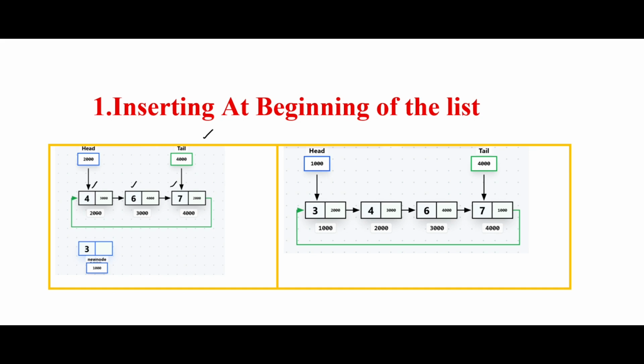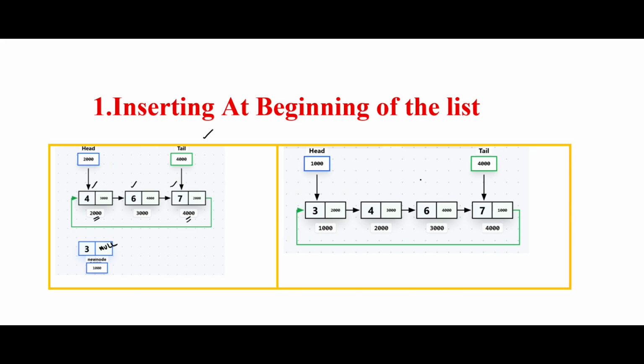And head contains the address of the first element, that is 2000, and the tail contains the address of the last node, that is 4000. Okay, and now I'm going to insert a new node at the beginning. So first I have to create the new node. The new node is created with data 3, its address is 1000, and as you know well, new node's next will always be null. So this node I would like to insert at the beginning, that means before 4.